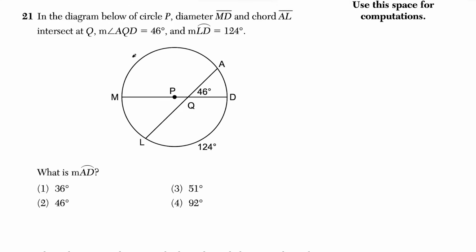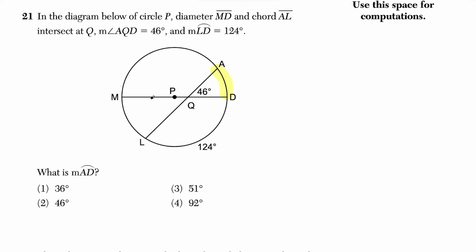Question 21, in the diagram below of circle P, diameter MD and chord AL intersect at Q, and the measure of angle AQD is 46 degrees, and the measure of arc LD is 124 degrees. And we want to know what is the measure of arc AD. Okay, so we're looking for the measure of this arc over here.